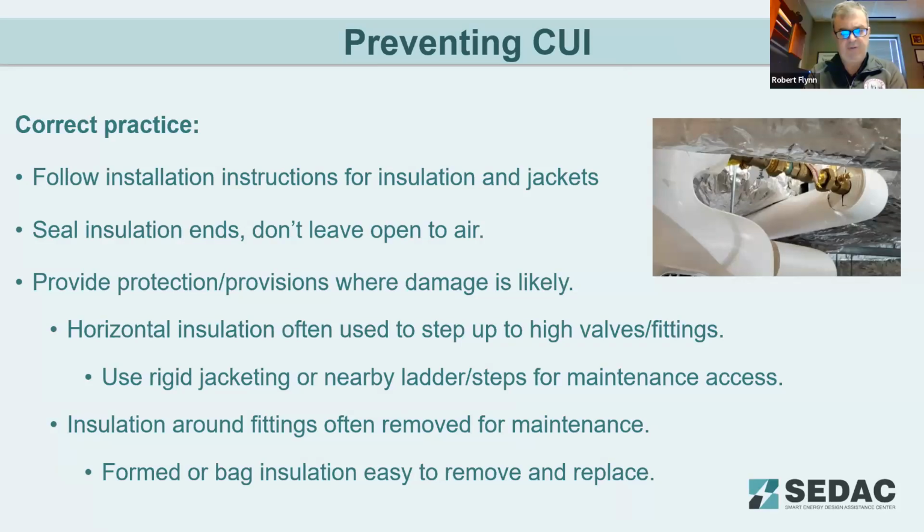So when we talk about preventing CUI, maintenance workers will often step on the mechanical piping to access valves, fittings, fan belts, and other mechanical components. Using rigid jacketing in areas where such practices are likely to provide alternate access routes to elevated fittings and mechanical components can help preserve the insulation system's integrity and performance. Using removable insulation on valves and other fittings ensures the insulation can be removed for maintenance and access without damaging the insulation. It can be replaced and maintained, keeping the insulation integrity of the piping system as a whole.